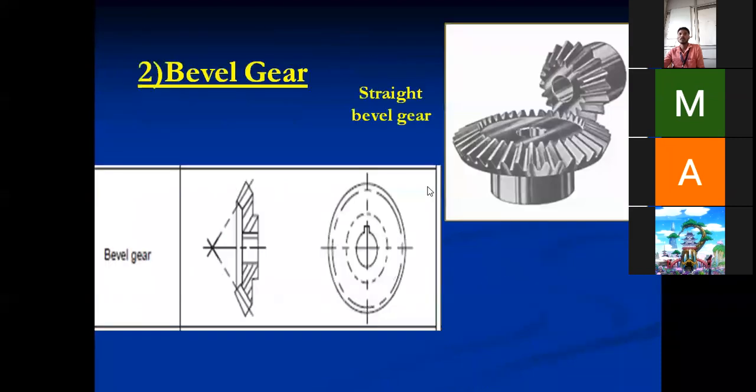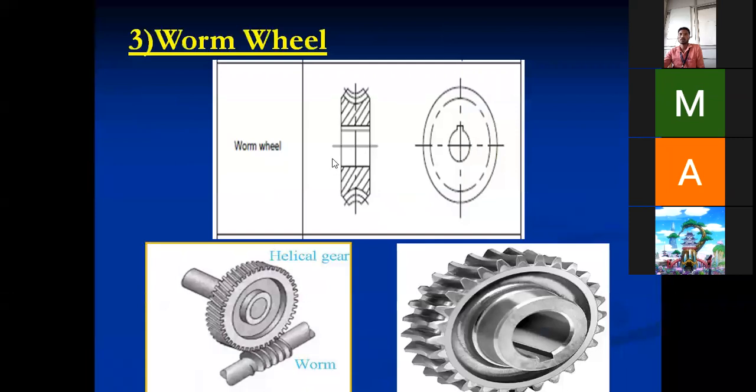But in the case of the worm wheel, are you observing? This shape is concave, something like this, concave to accommodate the worm. Otherwise, it is similar. The side view is the same. In the case of the worm wheel and spur gear, the side view is the same, but it has a concave shape.